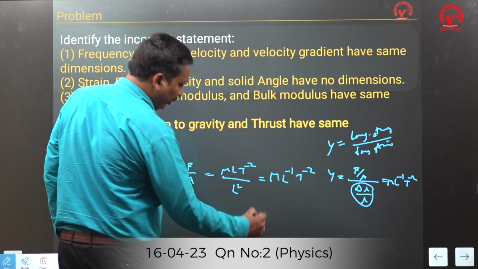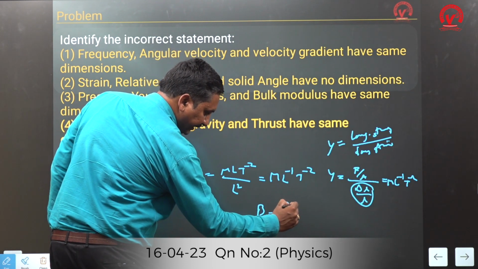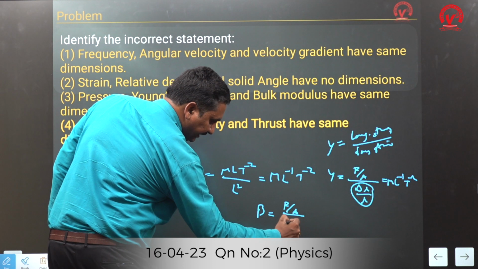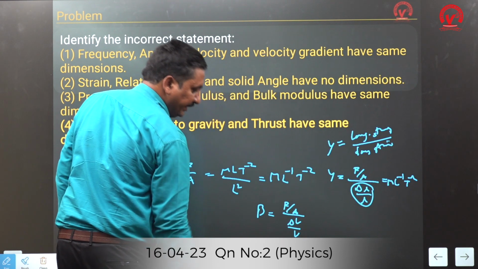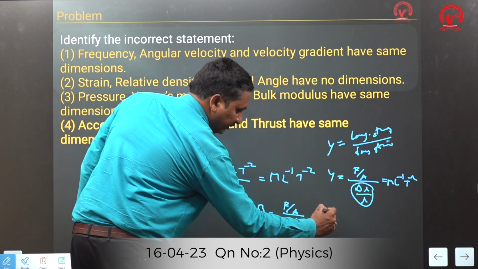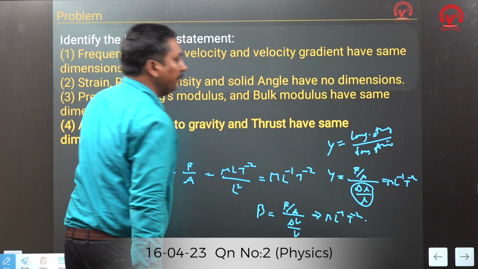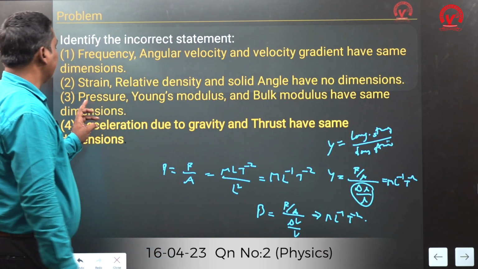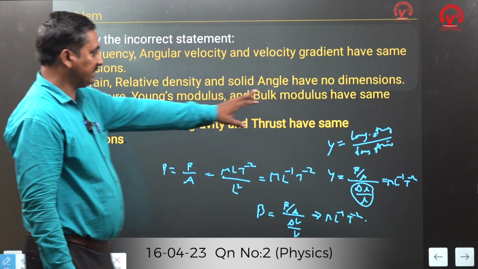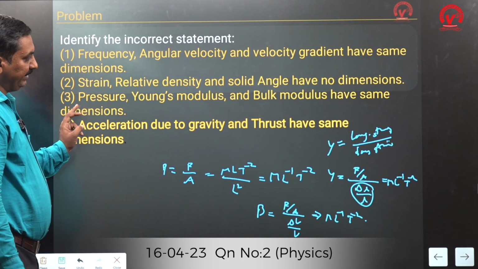Next one, bulk modulus. Bulk modulus means F by A by delta V by V. So here also that is the same dimensional formula, M L power minus 1 T power minus 2. So all these parameters have the same dimensional formulas. So it is also a correct statement.